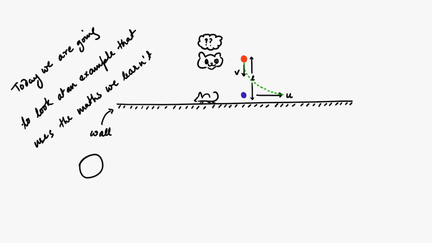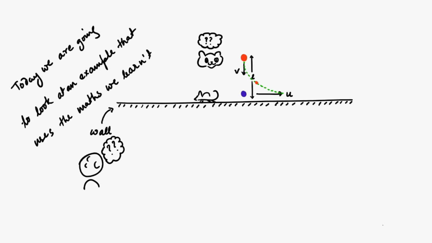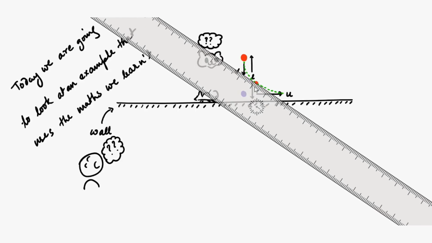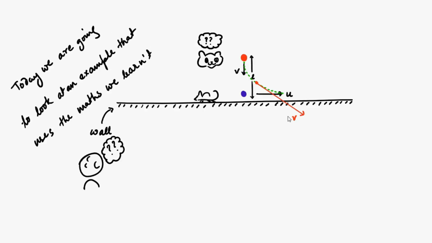So, what is our job for the day? Our job for the day is to calculate the total time taken by the cat to catch the mouse. Let us take a point onto the path of the cat and calculate the relative velocity of the cat with respect to the mouse for that particular instant.